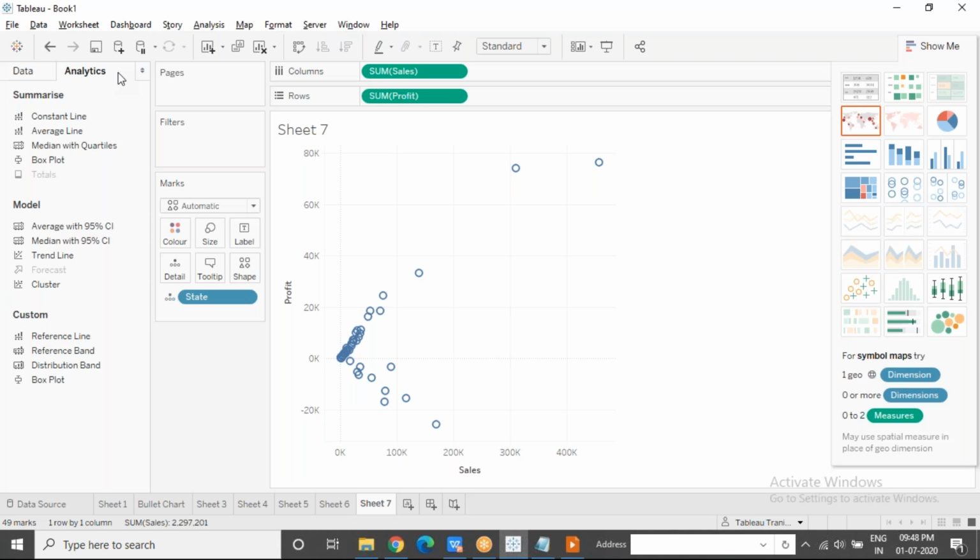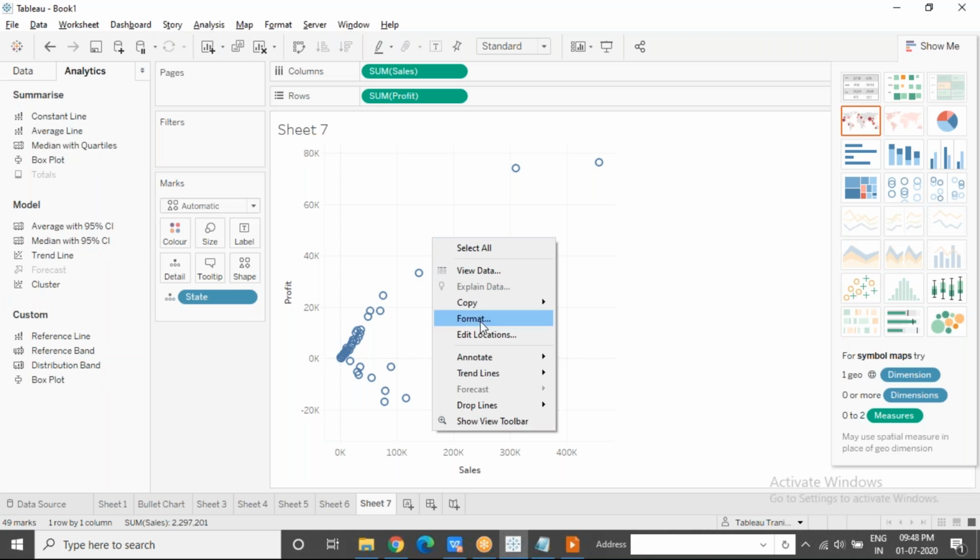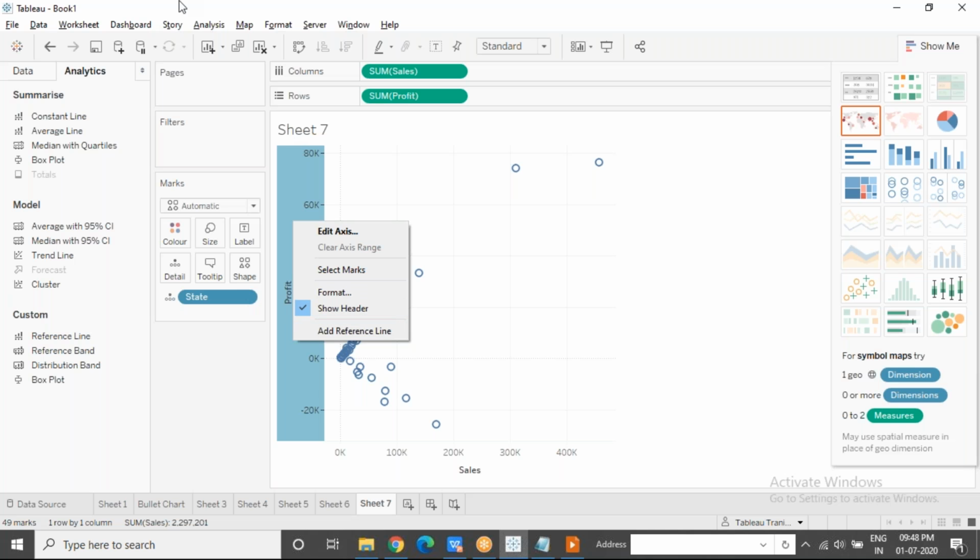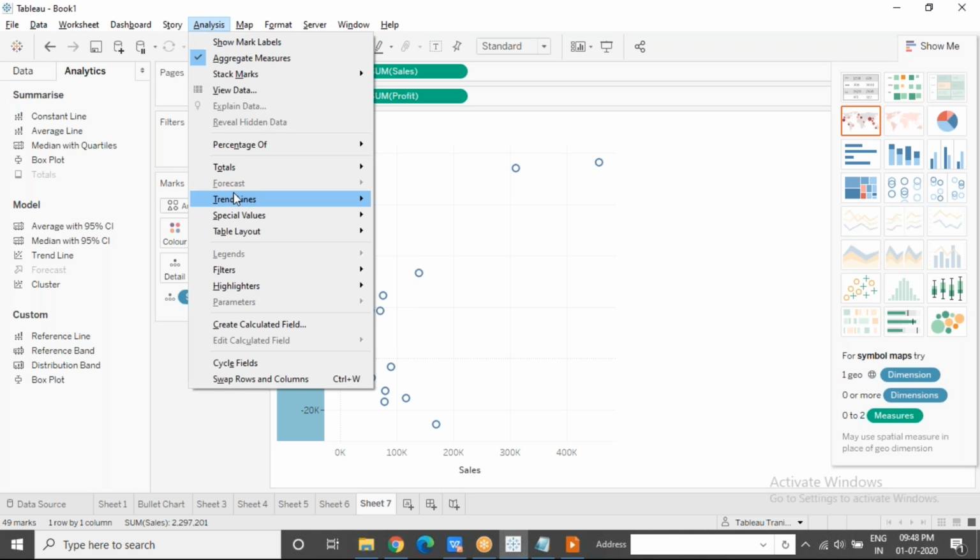Now, so far we have discussed how to put reference lines. So you can see reference line, band, distribution, box plot, all are here. Constant line, average line. Also you can put median with quartiles, box plot, average line with some confidence interval of 95%, median line, trend line, cluster analysis, forecasting. All the features that are available here are available on different menus and from the analysis option on the menu bar also.